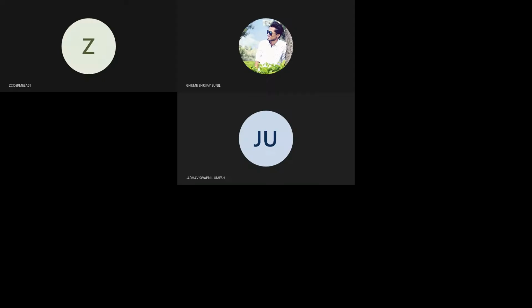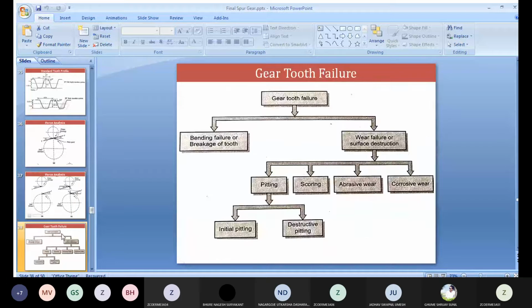Now, next point, you just write down the next heading: gear tooth failure. So first of all, I'll explain each and every term from my side, and then we'll write the failure points.